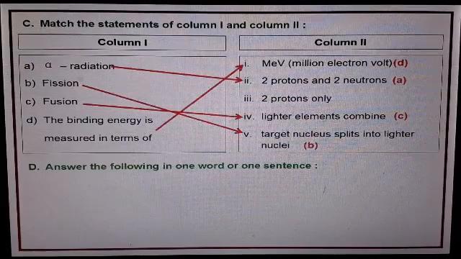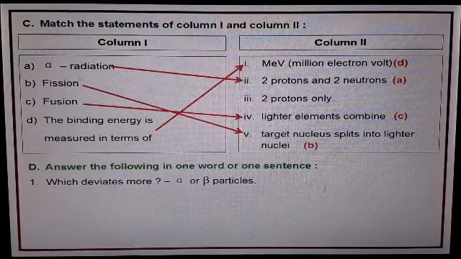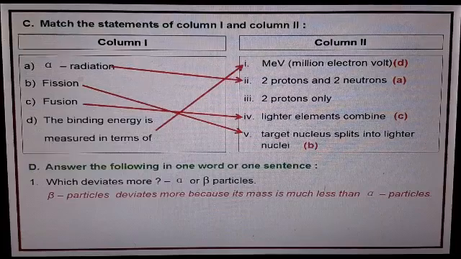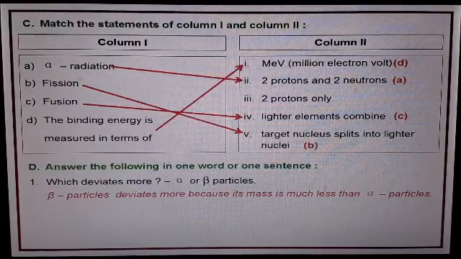Answer in one word or one sentence. The first question is, which deviates more, alpha or beta particle? This I have explained to you a number of times. Beta particles deviate more because their mass is less than the alpha particle. It's lighter. That's why it deviates more.